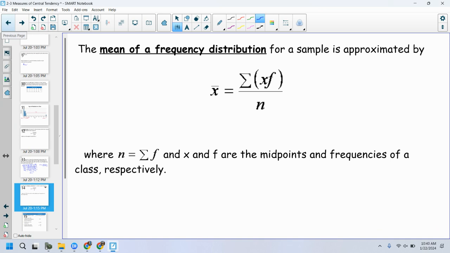Oh, I did say it. Oh, look, I did have it in here. X are the midpoints. X and f are the midpoints and frequencies of the class, respectively. All right, here we go.